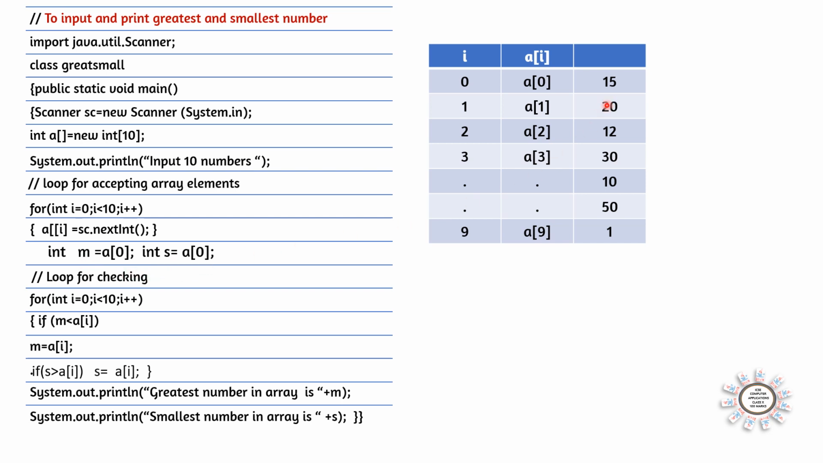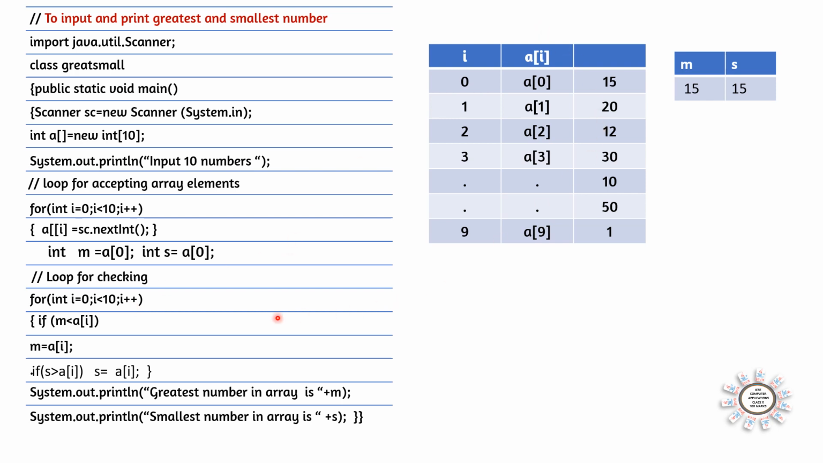And the first number we are storing, that means A0 is the first number. int M is equal to A0 and int S is equal to A0. That means the first number is 15 and 15 we are storing in the variables M and S. Now we will compare this number with other numbers to find which number is the greatest number and which number is the smallest number. So here once again we are starting the loop. Here I have written loop for checking. Now int I is equal to 0, I less than 10, I plus plus.